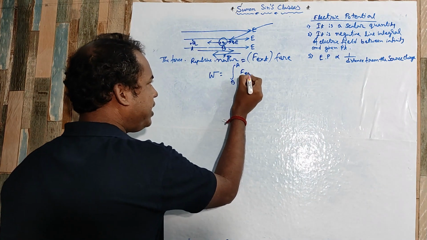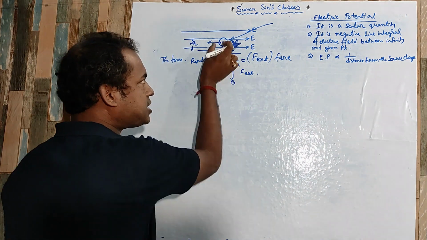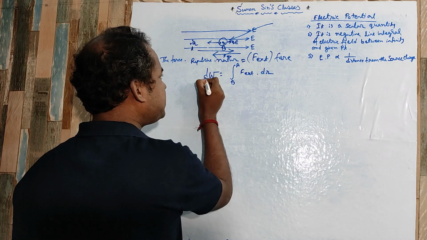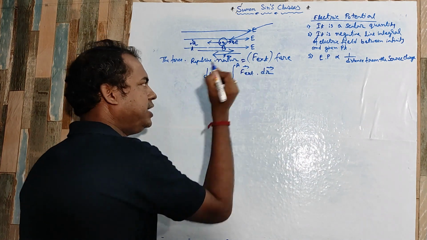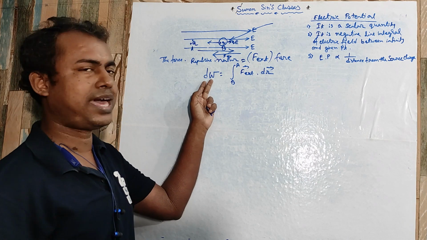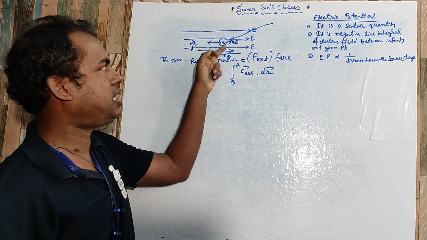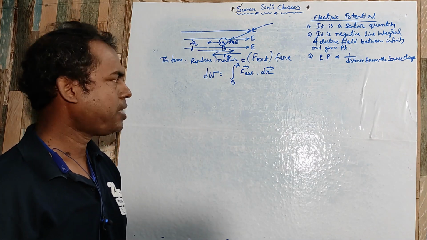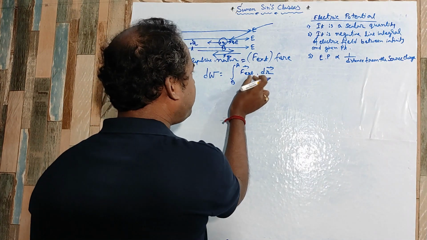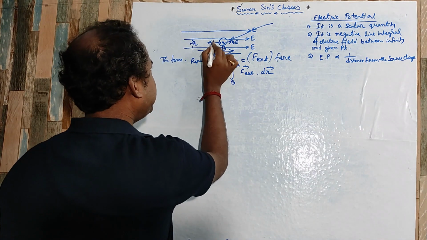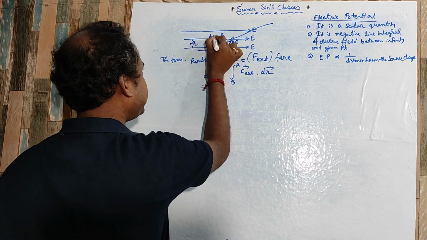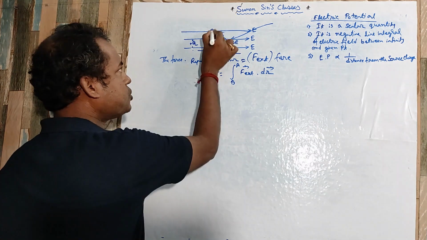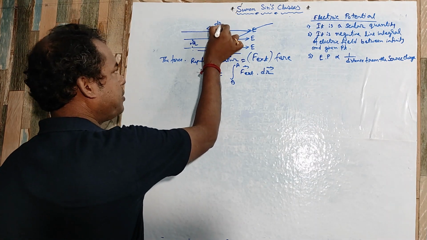So F external dot displacement; if the displacement is very small, it is specified as dr. So dW is the work to be done when the test charge is moving a small distance, that is dr. Clear? So when the charge is moving a small distance dr, say this one is point B and another point, this one, is A. This small distance is specified with dr.